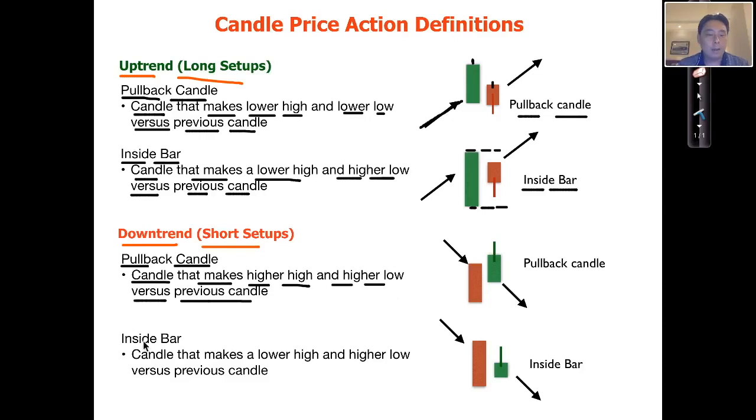Once again, an inside bar in this case is a candle that makes a lower high and a higher low versus the previous candle. So once again, we've got that downtrend. This red candle is towards the end of that downtrend for now, and we've got an inside bar that appears. Again, imagine this is the mother, and we have the baby contained within the mother's body, or within the mother's range. So ensure you understand these price action definitions before you go further.